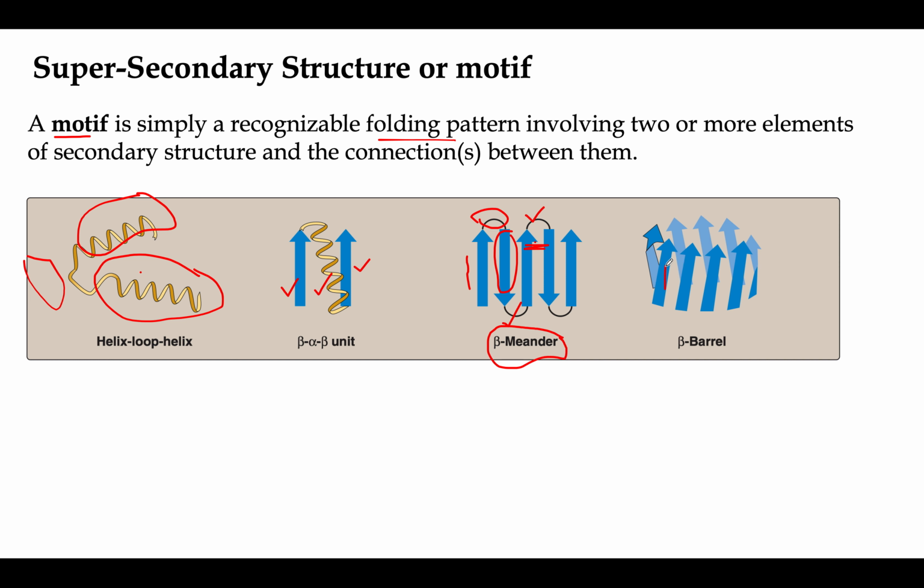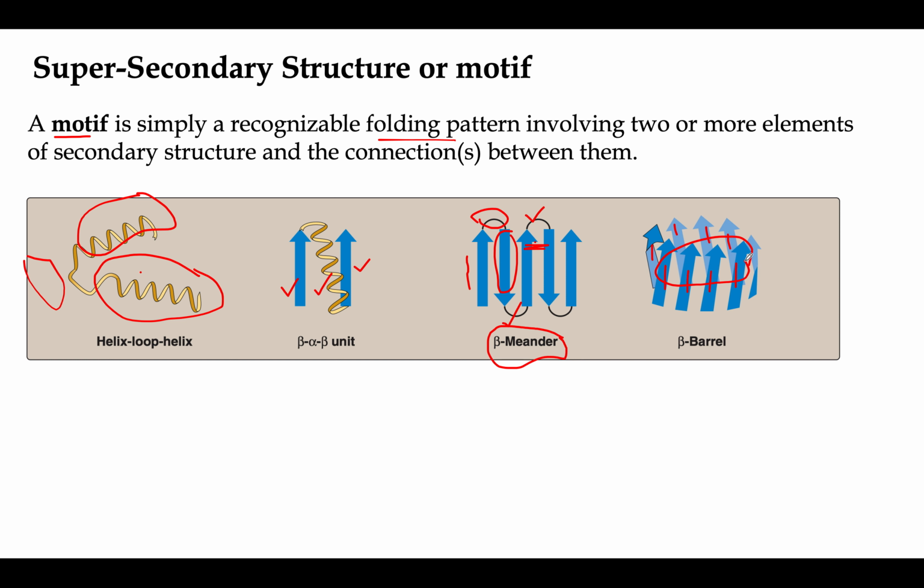You have parallel beta sheets, and these parallel beta sheets are forming a bowl-like structure, and this bowl-like structure that is formed is called a beta barrel. So why are motifs important? Why are we teaching you this particular part? Supersecondary structure or motif is important because it helps you to recognize a particular family of protein. It's like a signature. So if I see a particular motif, I can say, okay, this particular protein belongs to this family.